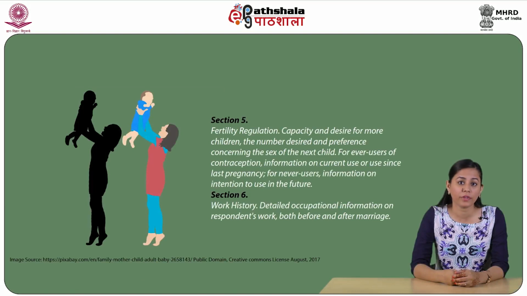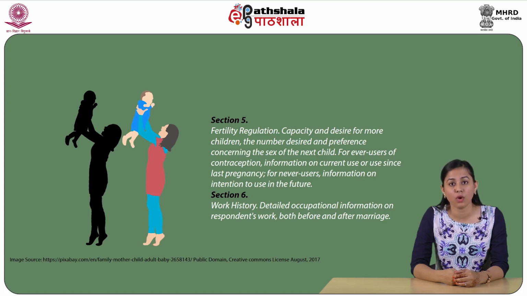Section 5. Fertility regulation. Capacity and desire for more children, the number desired and preference concerning the sex of the next child. For ever users of contraception, information on current use or use since last pregnancy. For never users, information on intention to use in the future.